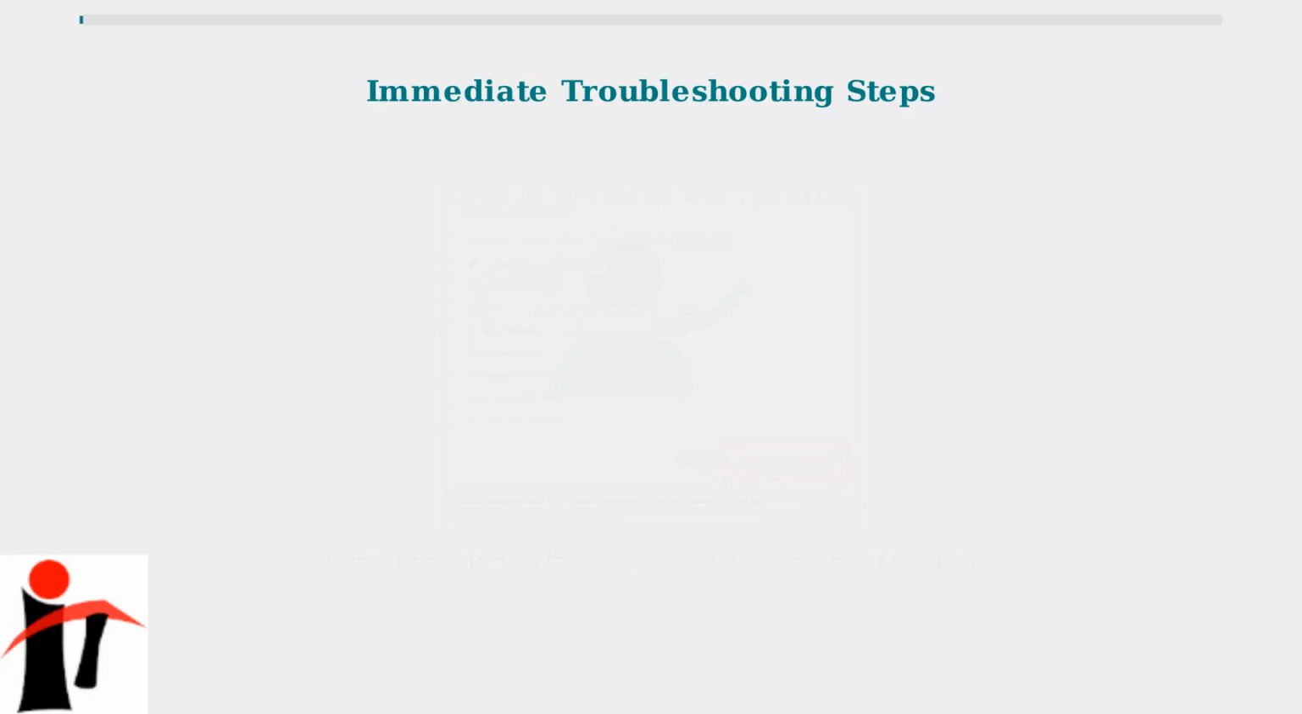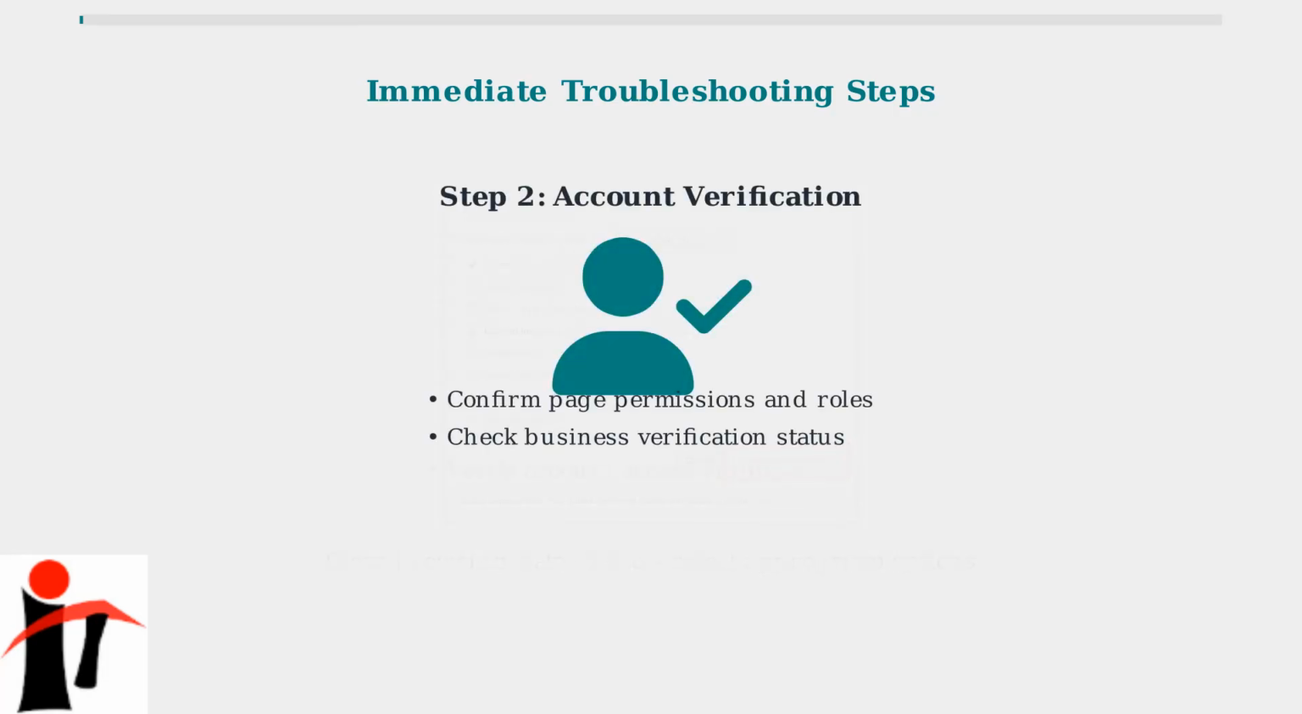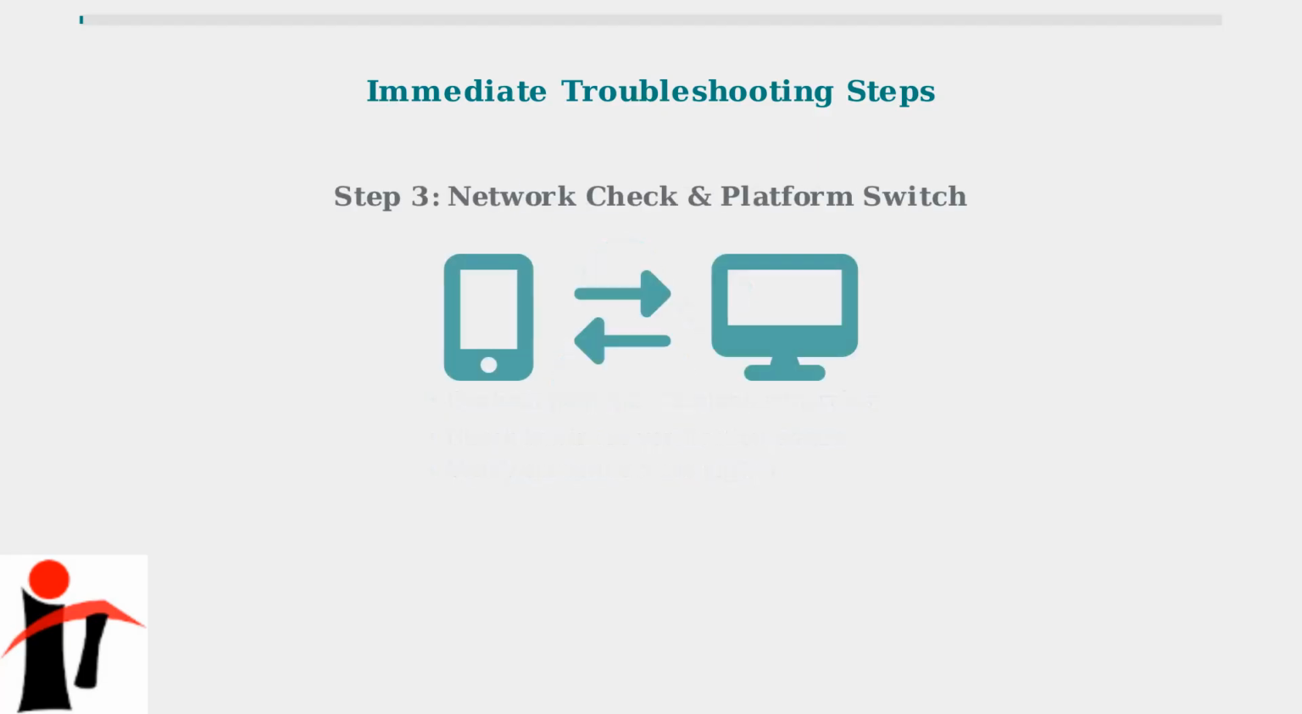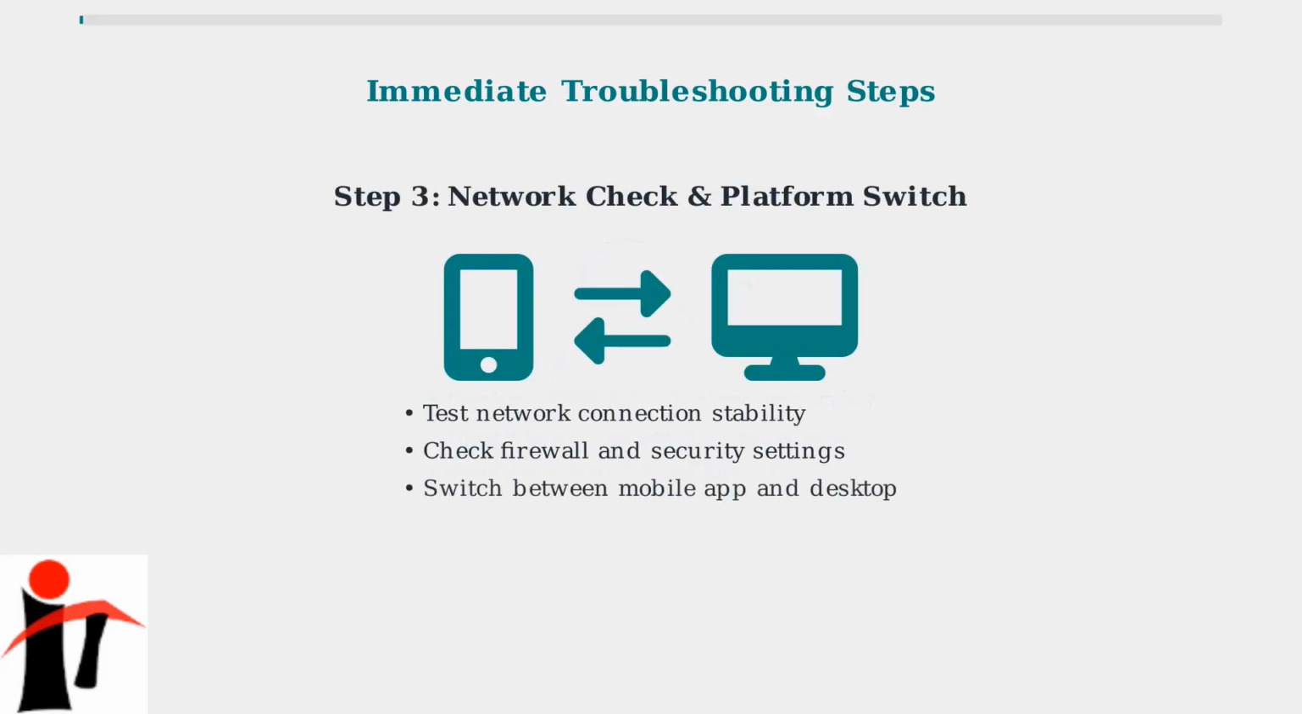Step 2 involves verifying your account status. Check your permissions, ensure your business verification is current, and confirm you have the necessary access rights. Finally, check your network connection stability and firewall settings. If the problem persists, try switching between the mobile app and desktop versions of Meta Business Suite as a workaround.